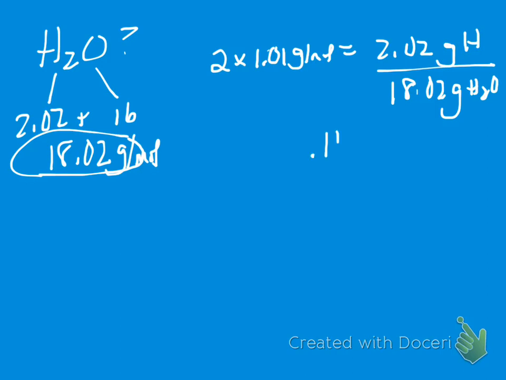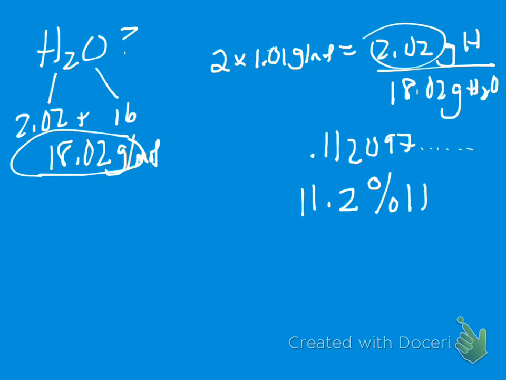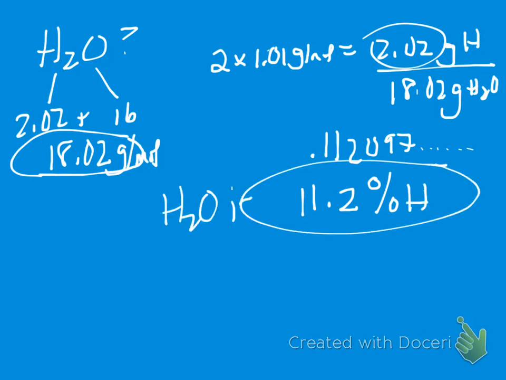0.112097, etc., etc. So if we multiply that by 100 to get our percentage, water is 11.2. Oh, we don't have 3 sig figs because of that. So it's 11.2% hydrogen. Then we could say H2O is 11.2% hydrogen.